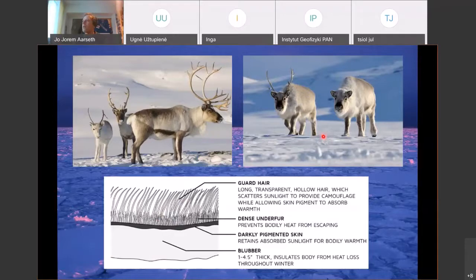Interestingly enough, you can see that the Svalbard reindeer are smaller than the reindeer on land further south. They have shorter snouts, and they have more or less a barrel-shaped body construction. And this is also to prevent heat loss. They have shorter legs, so they are more compact, more like a ball. And so it's interesting to see that the Svalbard reindeer have adapted even more to prevent heat loss than the reindeer on land.